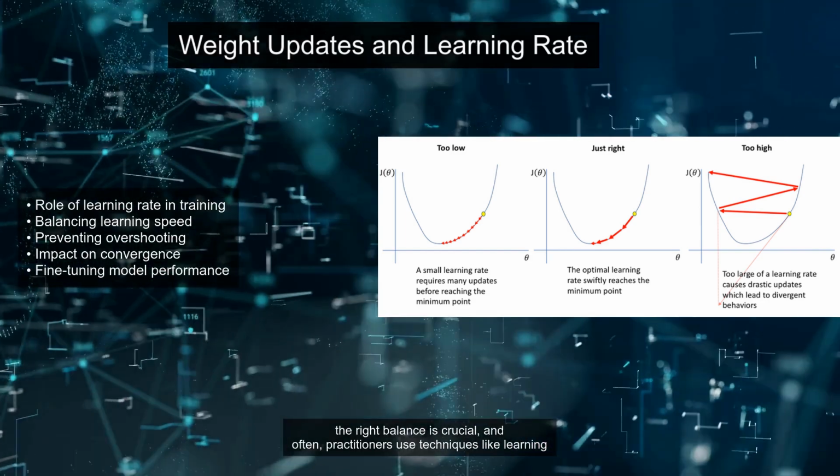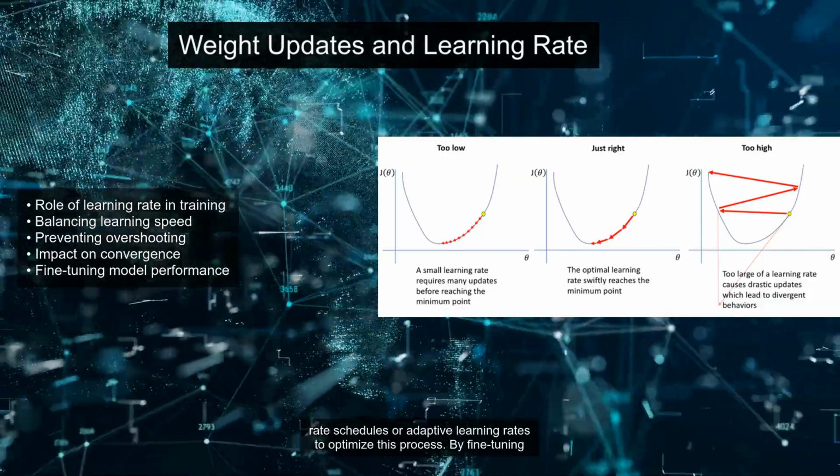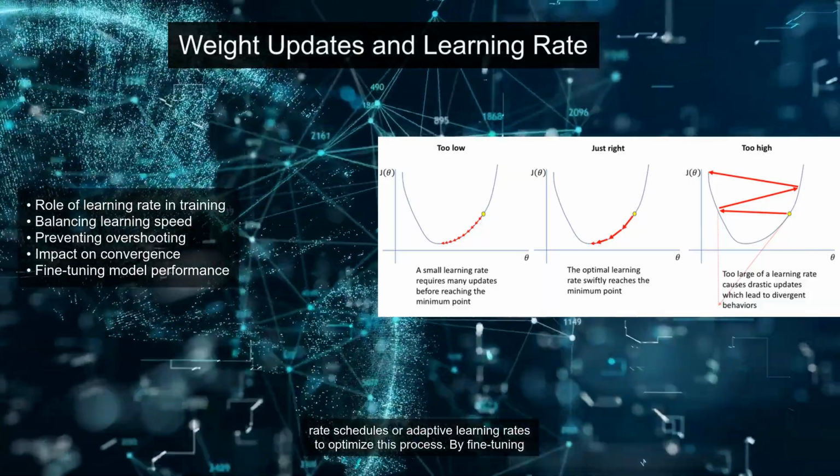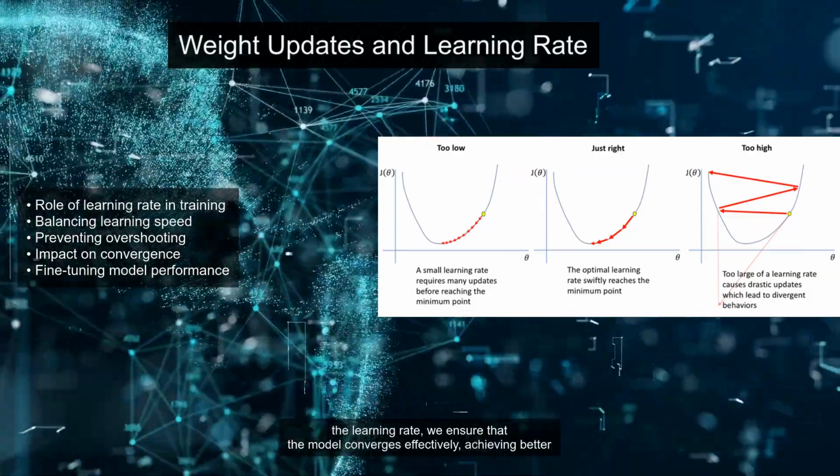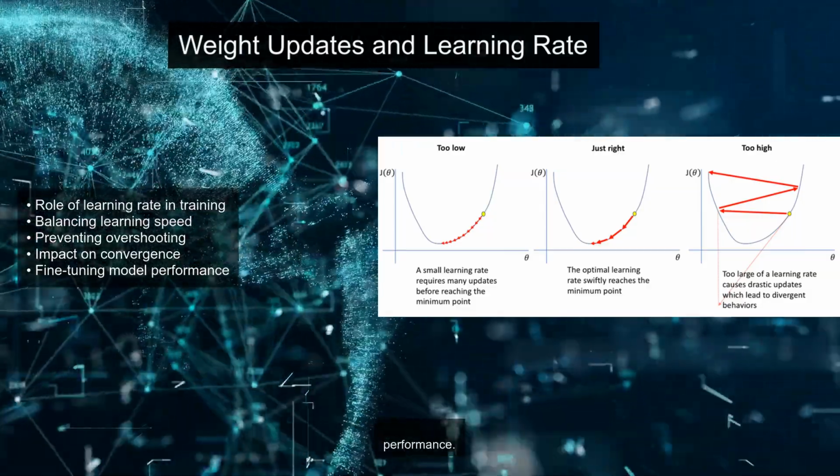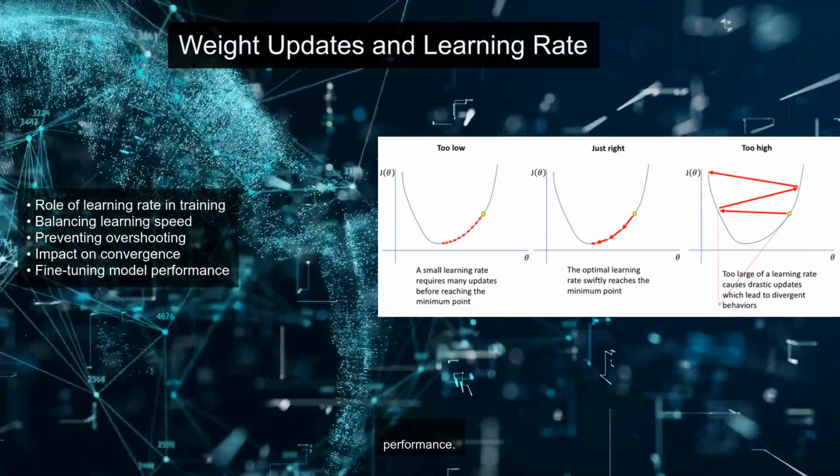Striking the right balance is crucial, and often, practitioners use techniques like learning rate schedules or adaptive learning rates to optimize this process. By fine-tuning the learning rate, we ensure that the model converges effectively, achieving better performance.